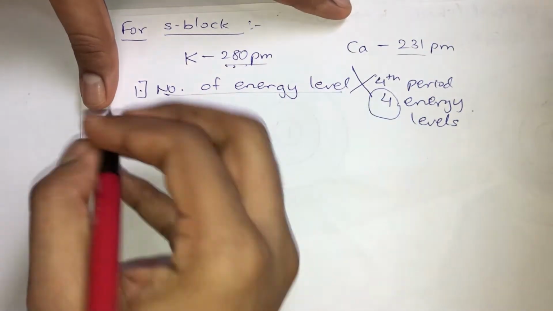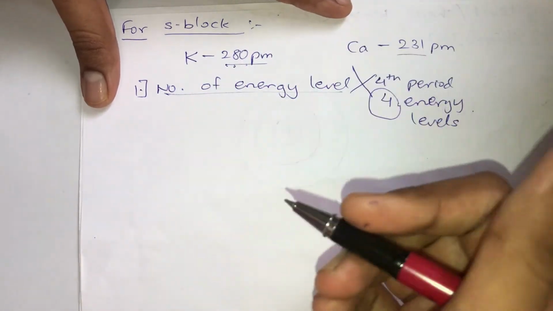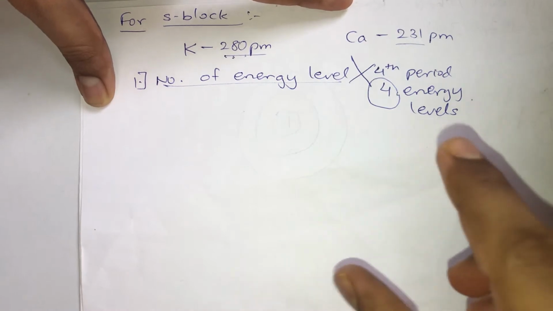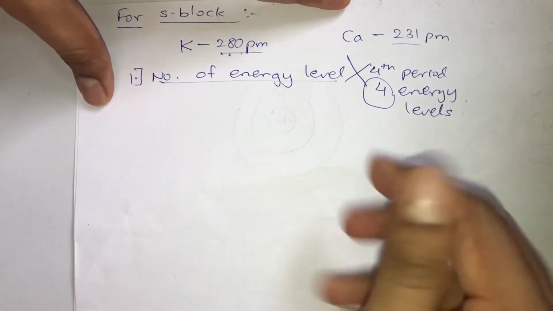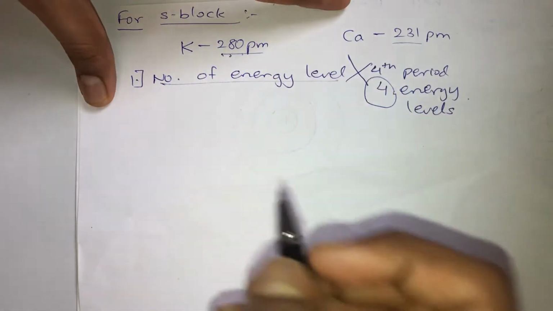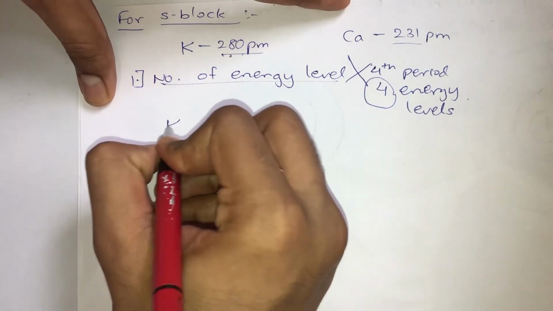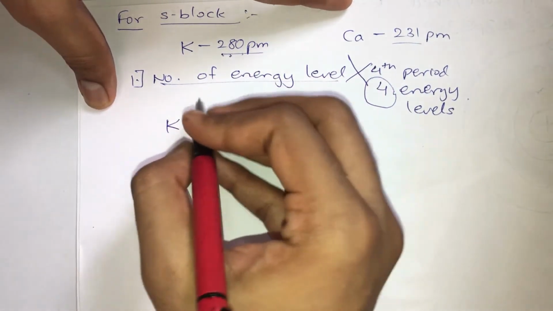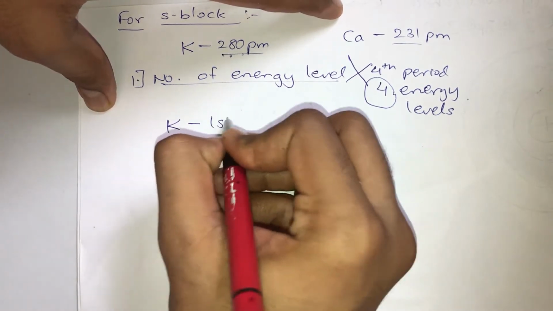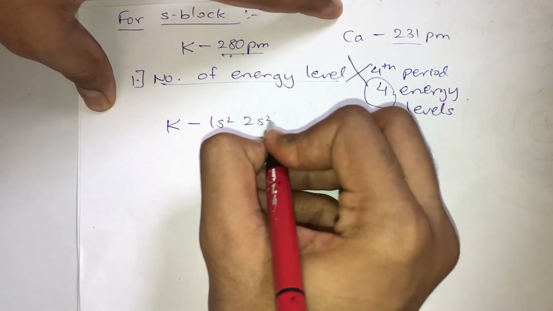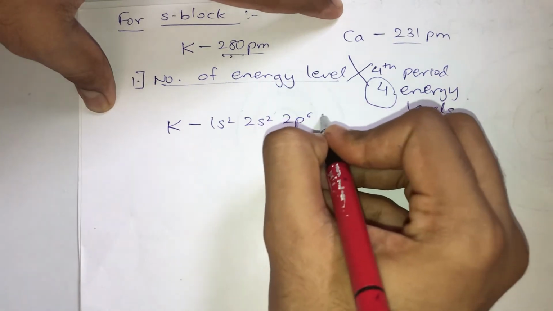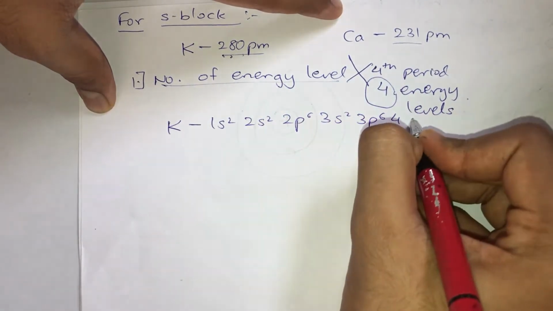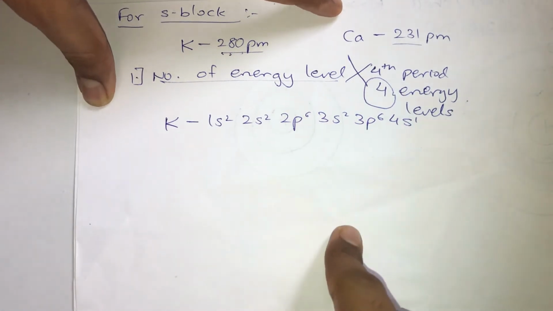Now let us move on to the second and third. Before moving on to the second and third, I would like to draw the structural diagram of the potassium as well as calcium atom. So as we all know, the electronic configuration of potassium is nothing but 1s2, 2s2, 2p6, 3s2, 3p6 and 4s1.